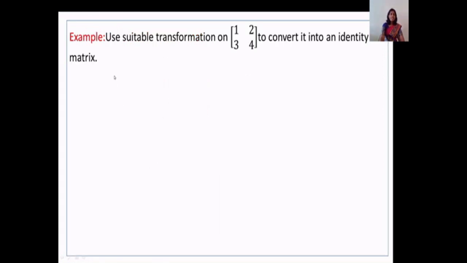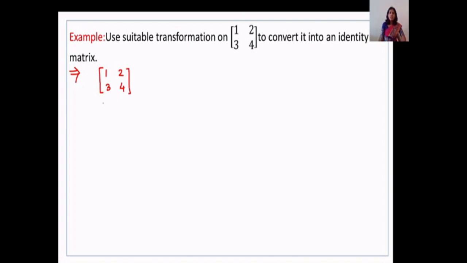Let's start with an example. Use suitable transformation on the matrix [1, 2; 3, 4] to convert it into an identity matrix. Means we have to use the transformation on [1, 2; 3, 4] to convert it into an identity matrix. So let's start with the example solution. In its solution, we write here firstly 1, 2, 3, 4.